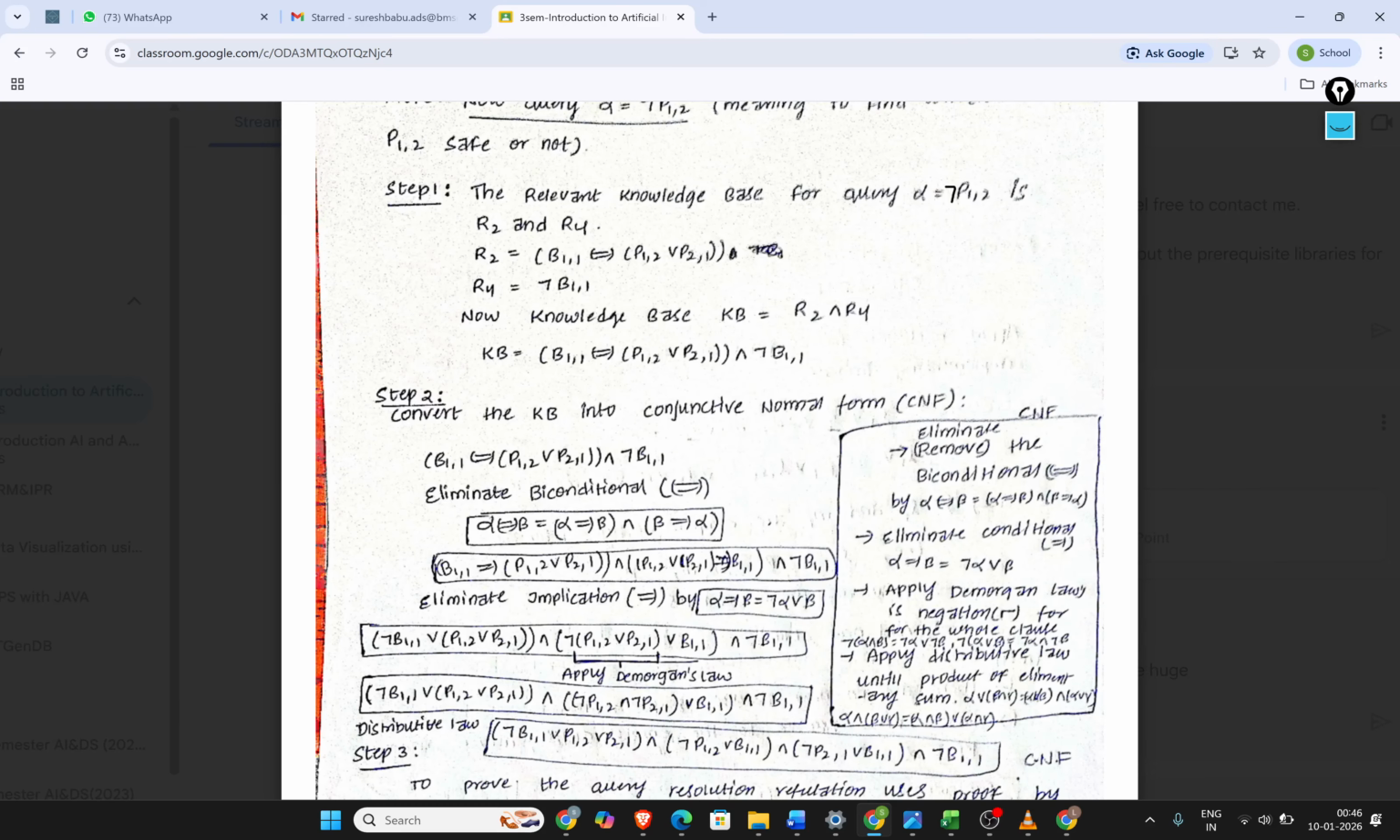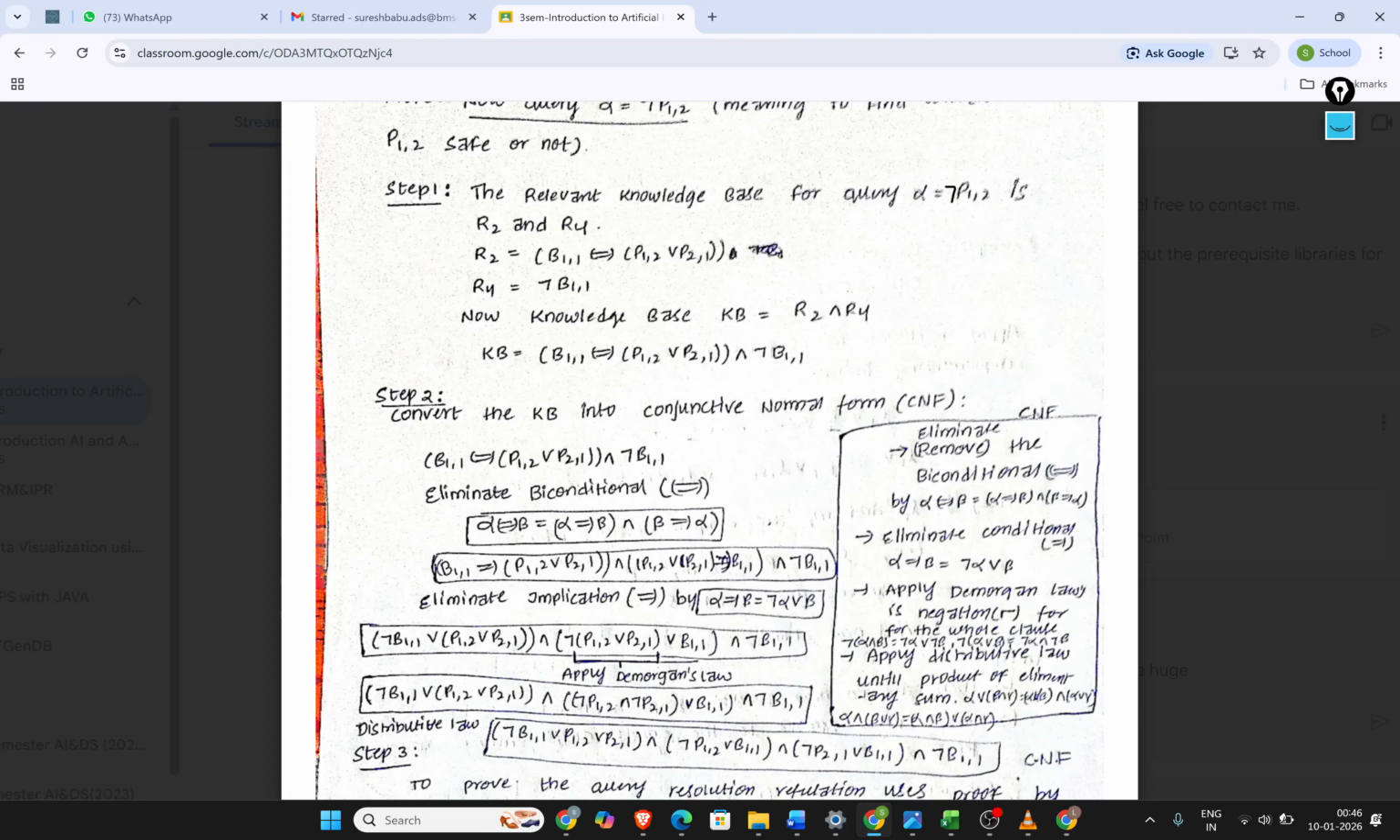Okay, we are applying negation for the entire alpha. Wherever there is p, it will become negation b1,1 or p1,2 and negation of p1,2 and p2,1 or b1,1 and negation b1,1. So this is what we get after removing all our implications, that is, the conditional and biconditional.